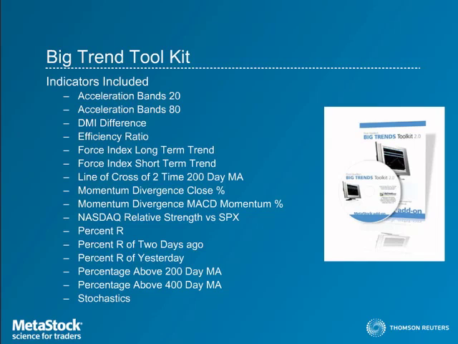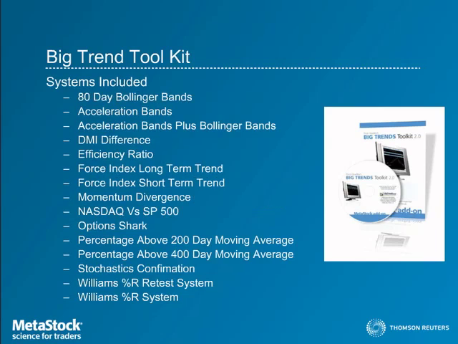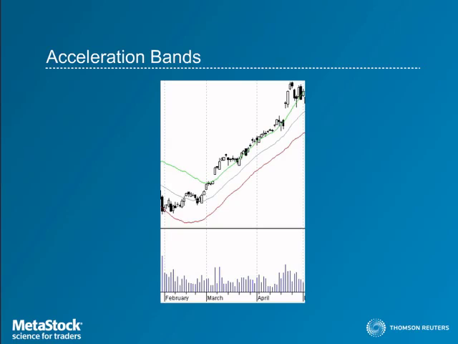Obviously, with the toolkit, there's a big list of the indicators that are included here. We'll talk a little bit more about that at the end. I'll talk about how the system works and the amount of effort we put into the actual creation of the systems to help you understand exactly what's in them. And let's talk about the first indicator I want to talk about, and that is acceleration bands.